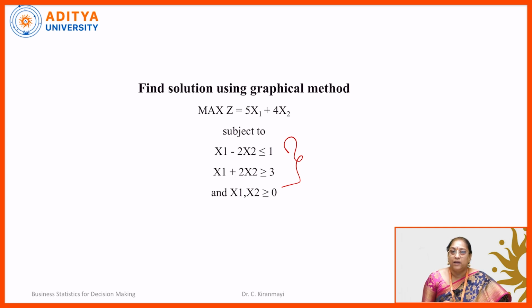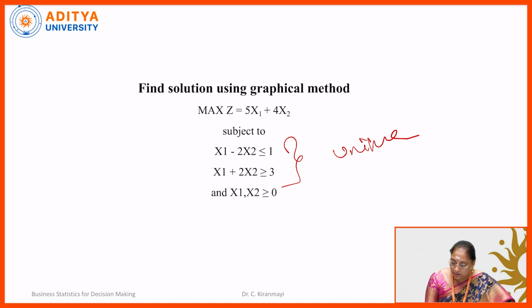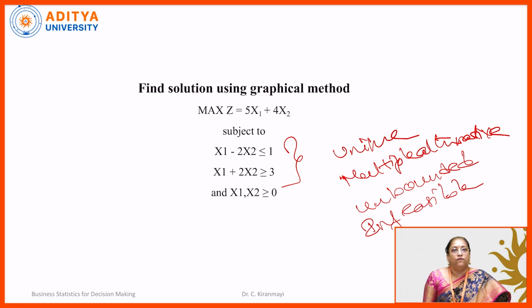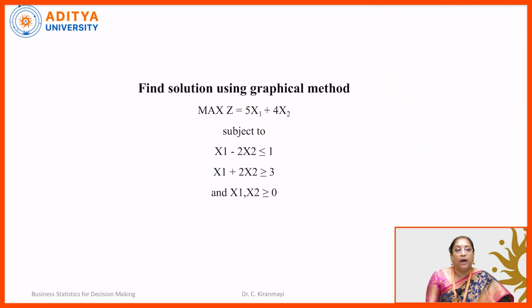A linear programming problem may have different types of solutions. That is, it may have a unique solution, multiple alternative solutions, an unbounded solution, or an infeasible solution. Any of these four situations may exist while solving the linear programming problem. In this lecture, I am going to discuss a case of unbounded solution.